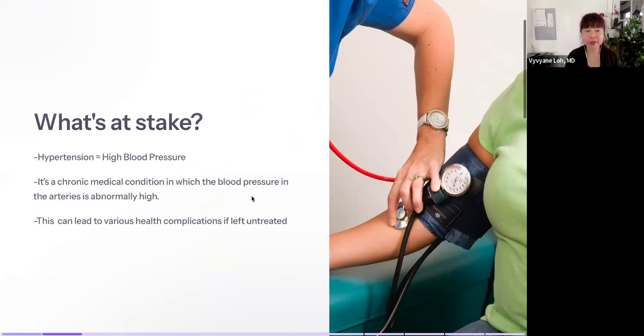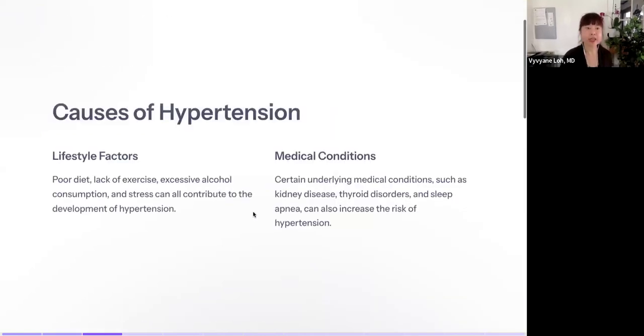Your blood vessels are divided into arteries and veins. Generally, the arteries are under the high pressure pumping effect of the heart, and the veins are not as pressured compared to the arteries. So when we're talking about high blood pressure, we're really more concerned about the arterial side of the picture. And this can lead to various health complications if we leave it untreated.